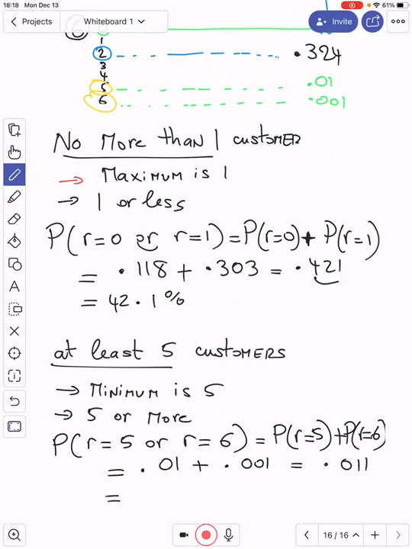Now, if you want to convert this to a percentage, right? So this is my 2 digits. So it's 1.1, and you can just forget about this 0. So it's just 1.1%.